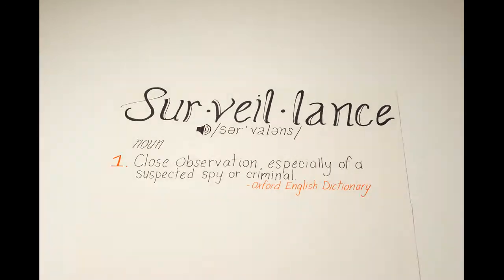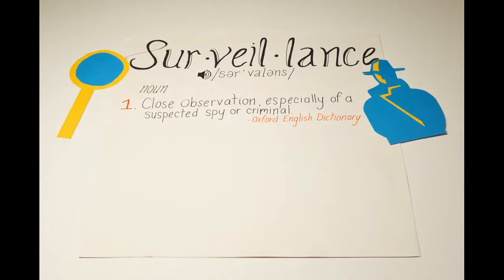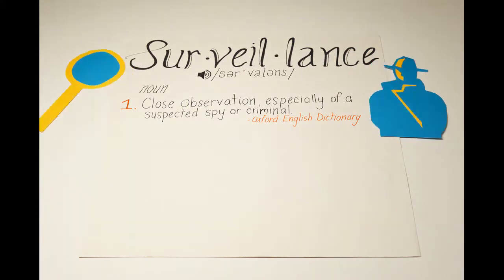What is surveillance, and how is it used to improve the health of Canadians? The Oxford English Dictionary defines surveillance as close observation, especially of a suspected spy or criminal. That's not the kind of surveillance we're talking about.